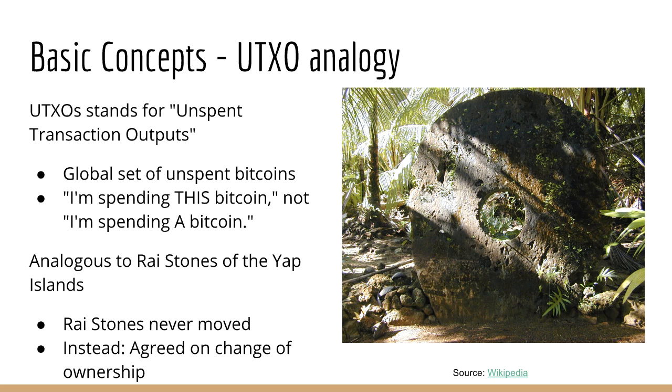They would just have an agreement on the change of ownership. So if I needed to buy a cottage or something, whatever you bought on that island, both parties would announce to everyone else on the island, "Oh hey, Bob owns this rye stone now instead of Alice." So this is analogous to how things are done in Bitcoin. The change of ownership of a specific Bitcoin is spread across the network.